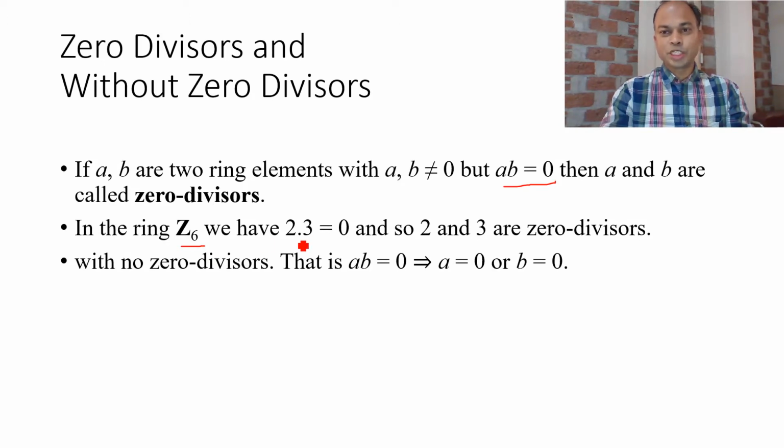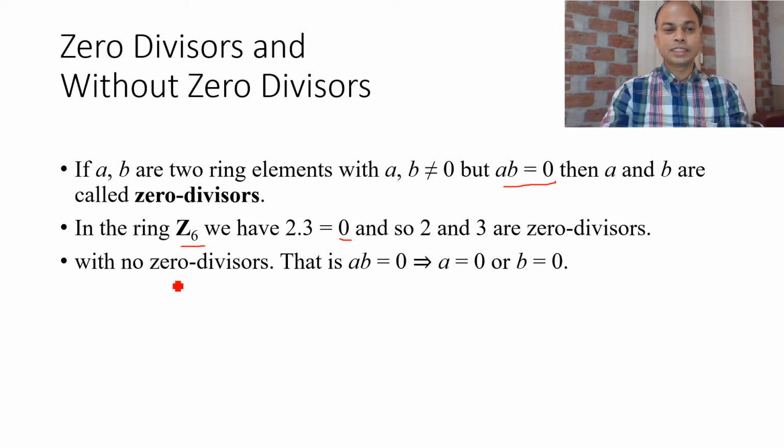Say we have here numbers 2 and 3. These 2 and 3 are multiplied with each other. The number is 6. And now this 6 is divided by 6. Remainder is 0. Therefore, we write 2.3 equals 0 under mod 6. We can say that 2 and 3 are zero divisors because 2 and 3 are non-zero values, but 2.3 equals 0. Therefore, 2 and 3 are zero divisors.